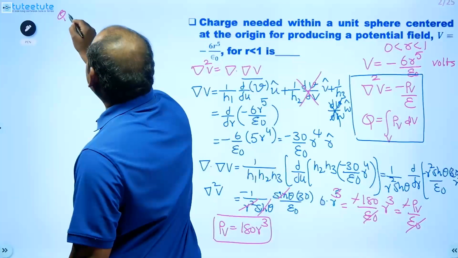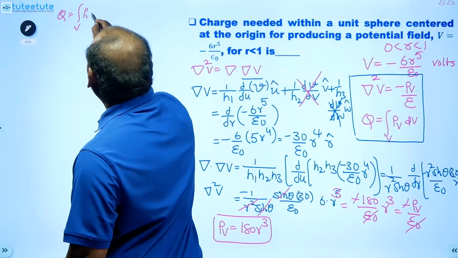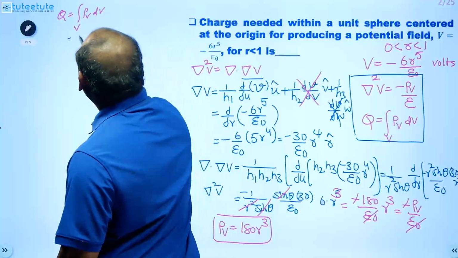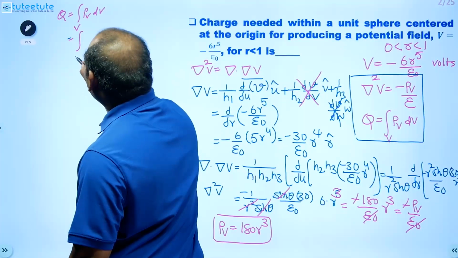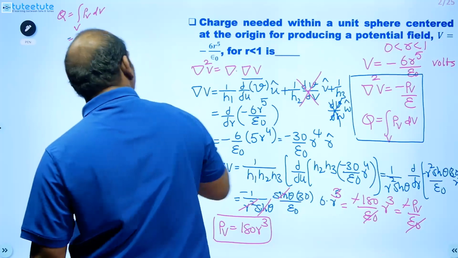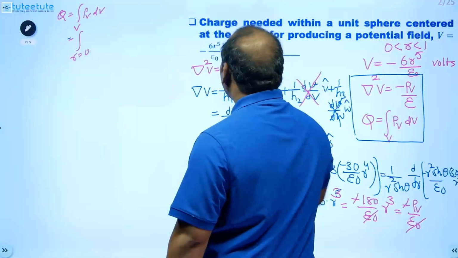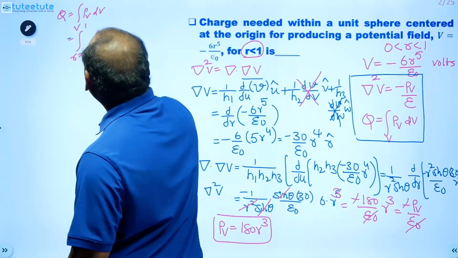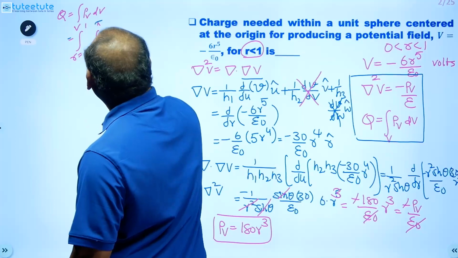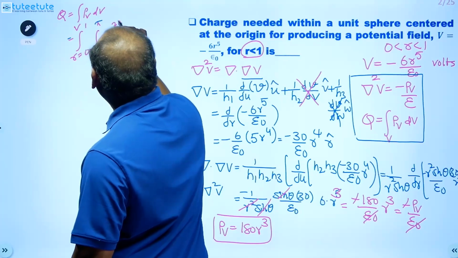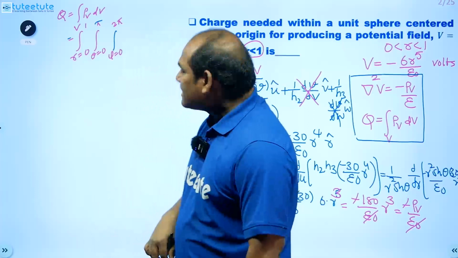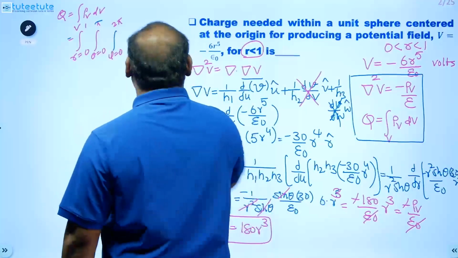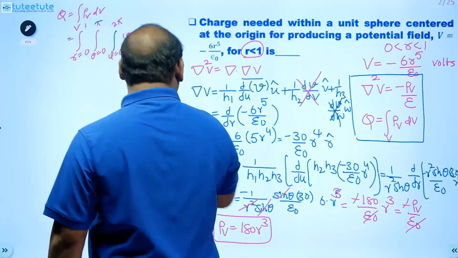So charge is equal to volume integration of rho V dV, and we are working in spherical coordinates. So when we work in spherical coordinates, r, theta, phi are the coordinates, so r value should be changed from 0 to 1. According to the given data, r is less than 1. So r should be taken from 0 to 1, and theta in general is taken from 0 to pi, and phi range is from 0 to 2 pi. Theta range is just 0 to pi only, but phi range is from 0 to 2 pi. And how much rho V did we get? 180 into r power 3.